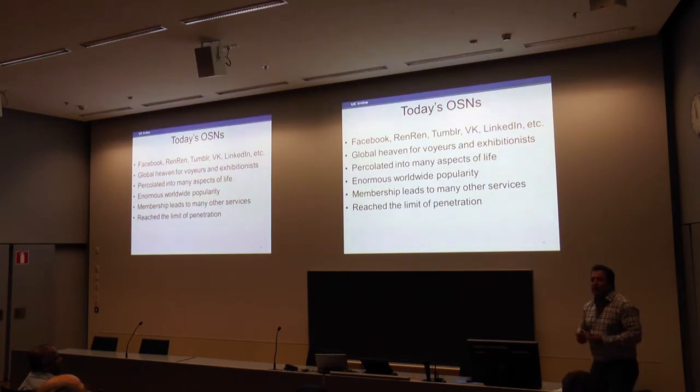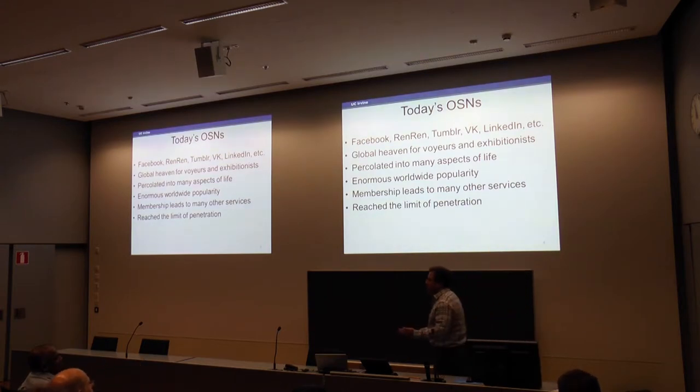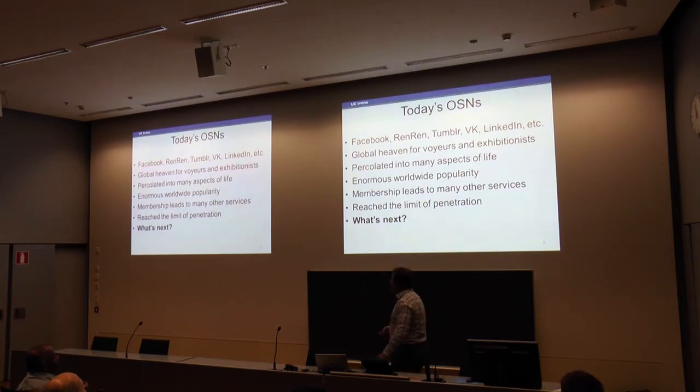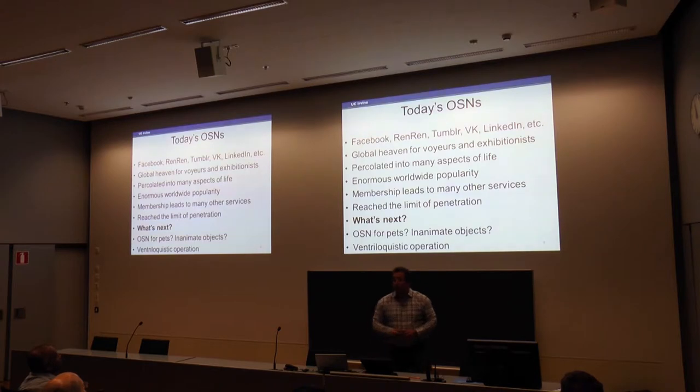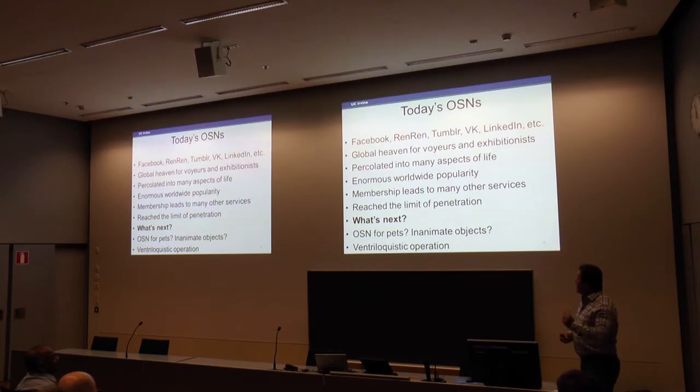But what's next? What's going to happen next? What is the next step for OSN penetration? I don't have a crystal ball, and I don't think any of you do, but just my two cents is that one possibility we're going to see, and we're already seeing, is social network accounts for pets. I've already witnessed a lizard having a Facebook account, a hamster with a Facebook account, and inanimate objects, like a door.